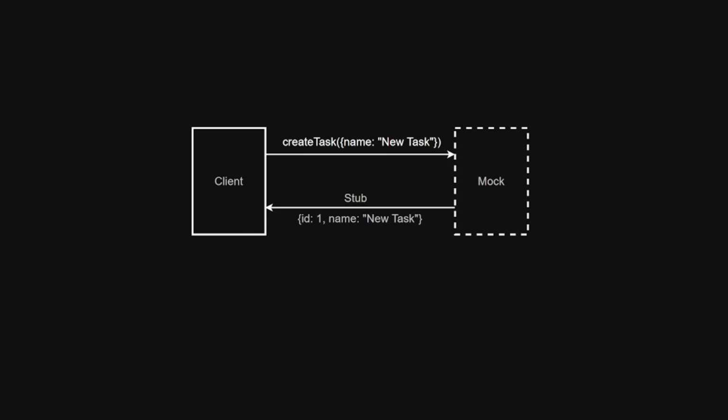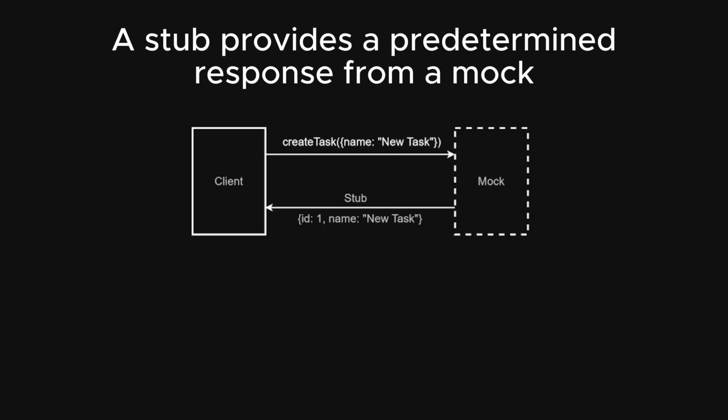To answer the second question, we will need a stub. A stub is hard coding the mock's method to return a specific answer that is convenient to the current test. For example, the server's create task method can return a newly created task. Now we can test if the client correctly handles this newly created task.